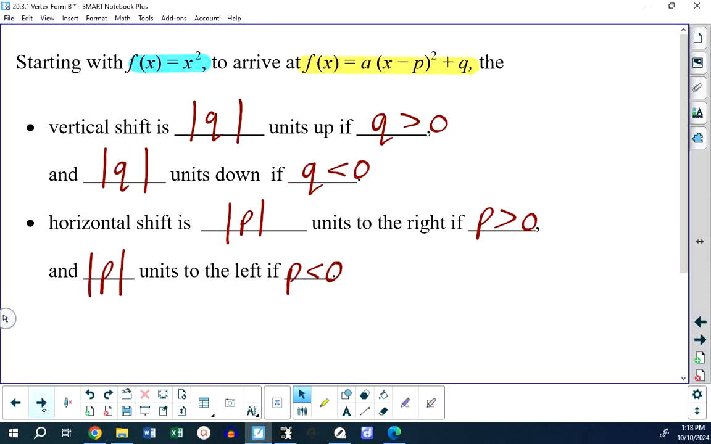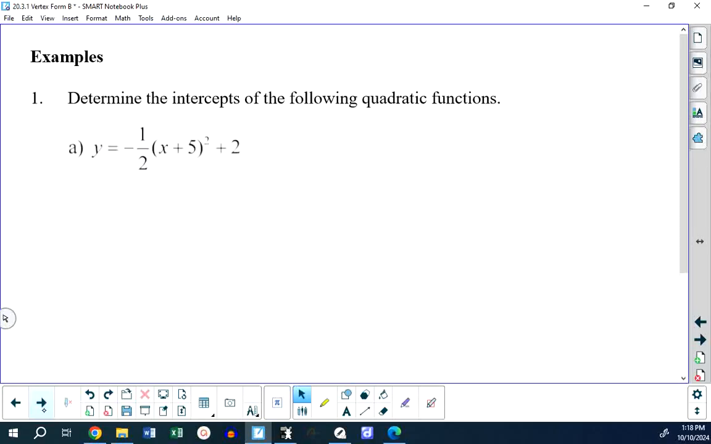In all cases, the amount of the shift is given by the size of the parameter, irrespective of negatives, which is what the absolute value sign is telling you here. Don't worry about the negative when you talk about the amount of the shift. So you don't need the absolute value signs if those parameters are already positive, but you can certainly put them in. Now let's get to today's work.